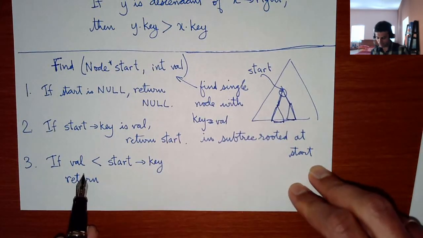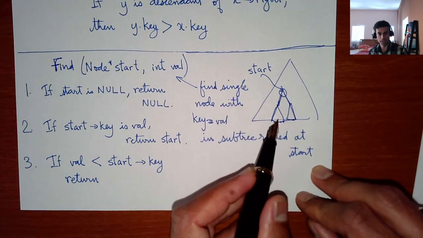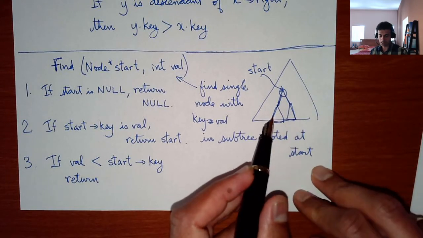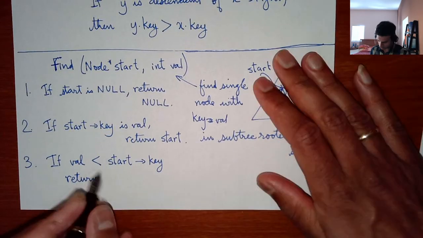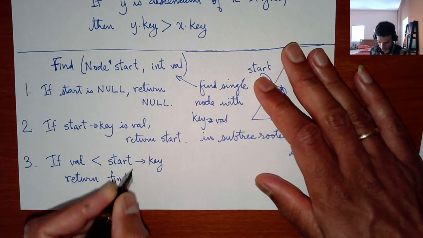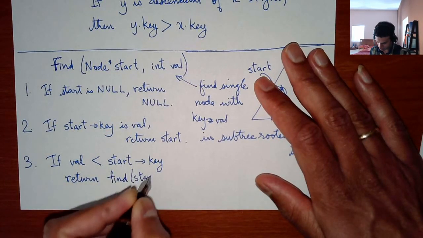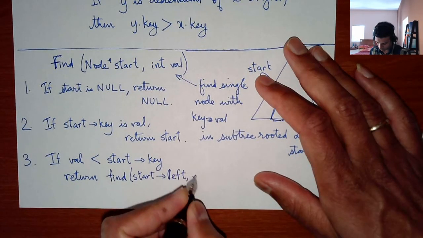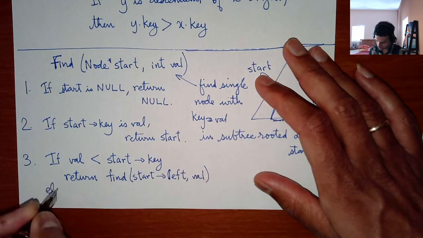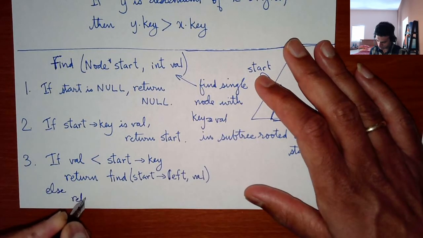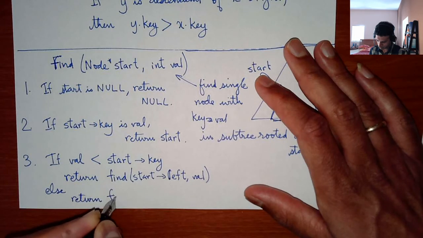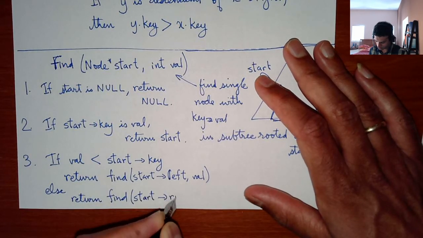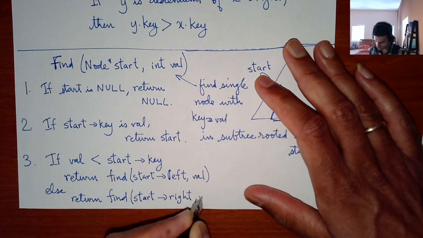If there's any node with val, it has to be in the left side. It cannot be in the right side, right? Because val is less than start.key. And so this is going to return find of start arrow left of val, and in the else condition you return find of start arrow right of val.